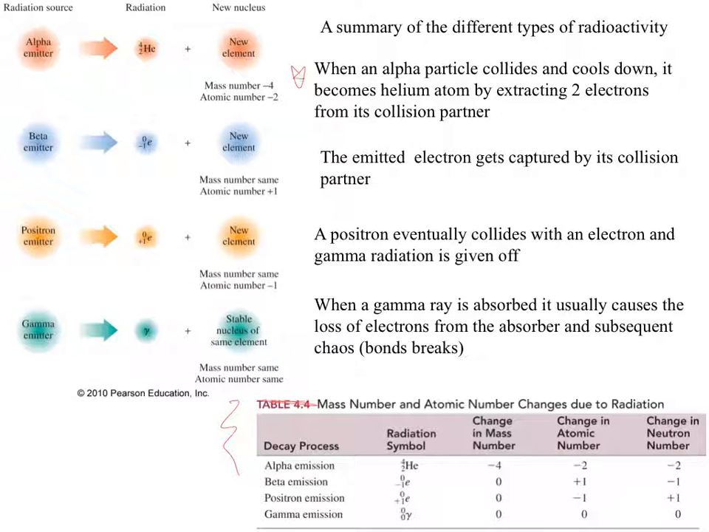When an alpha particle collides and cools down, it will then become a helium atom by extracting 2 electrons from its collision partner. Interesting, huh? The emitted electron gets captured by its collision partner. A positron eventually collides with an electron, and gamma radiation is given off. And when a gamma ray is absorbed, it usually causes the loss of electrons from the absorber and subsequent chaos, such as bond breaking. That can happen in your cells.